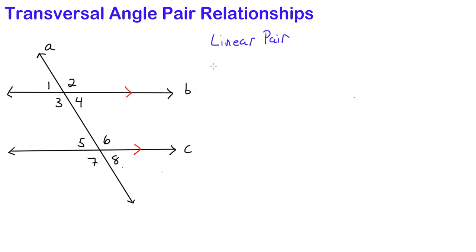You should also be able to identify vertical angles. Okay, vertical angles, remember, are formed when two lines intersect and they are opposite each other. So for example, up here, where line A intersects line B, we have angles 1 and 4 are vertical, and angles 2 and 3 are vertical. And then where line A intersects line C, we have angles 5 and 8 are vertical, and angles 6 and 7 are vertical.